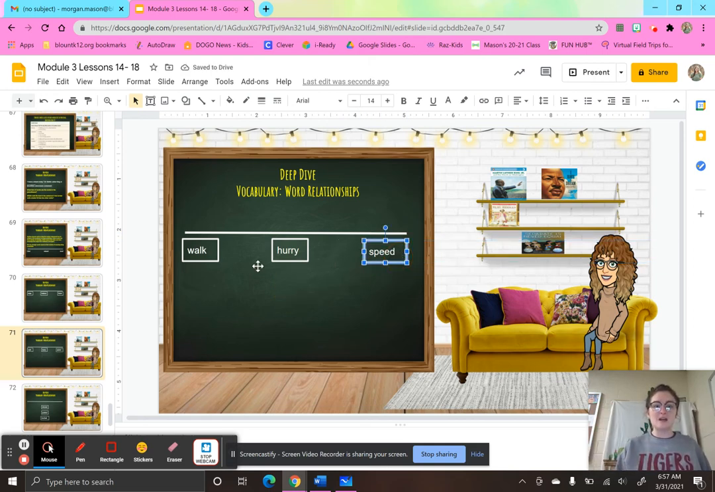So let's think about this. If I walk, that's the weakest meaning, right? I'm going slowly. If I hurry, I'm walking a little faster. But if I speed, I am walking as fast as I possibly can, right? So word relationships. Different words can have similar meanings, but they can either have weaker meanings or stronger meanings. Authors use those strong meanings of words to help readers paint a picture in their head.